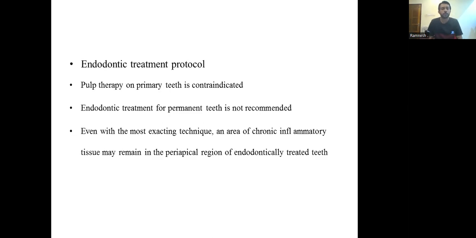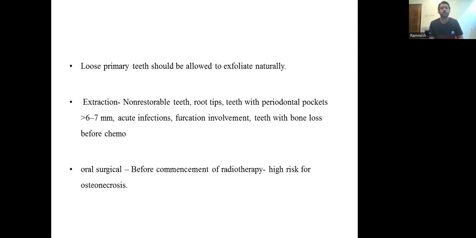Endodontic treatment protocol. Pulp therapy of primary teeth is contraindicated. Endodontic treatment for permanent teeth is also not recommended. This is because even with the most exacting technique, an area of chronic inflammatory tissue may remain in the periapical region of endodontically treated teeth. Loose primary teeth should be allowed to exfoliate naturally.